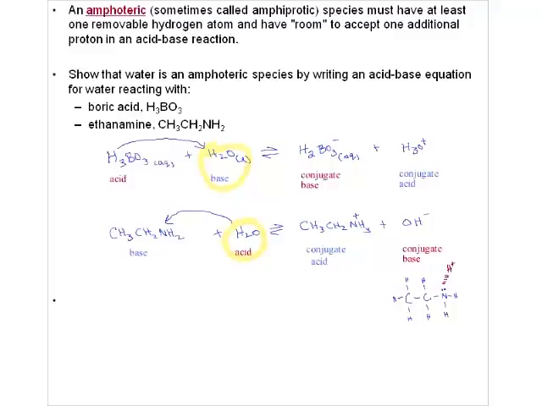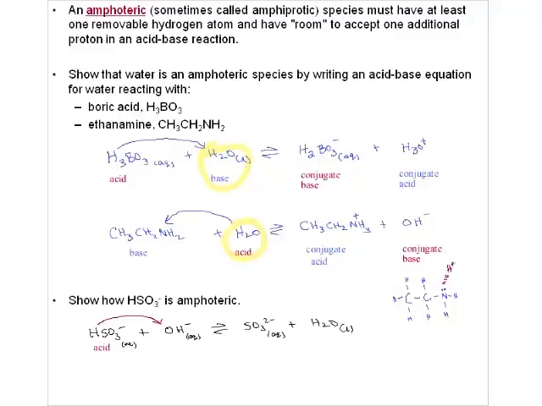Another example, we can show how HSO3 minus, hydrogen sulfite, is amphoteric. We'll simply show it reacting with a strong base, OH minus, and we can see that in this case it's going to act as an acid because OH minus is very strong. It donates its hydrogen, and what we end up getting is SO3 2 minus and H2O.